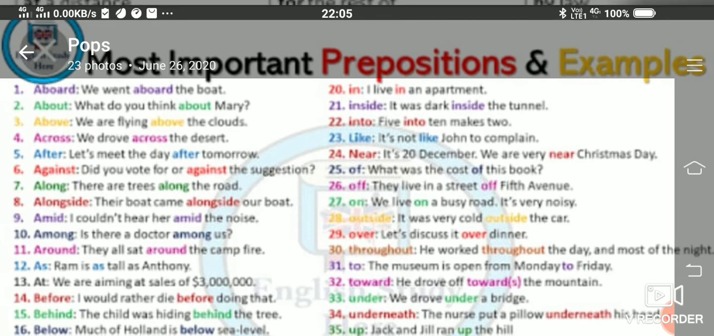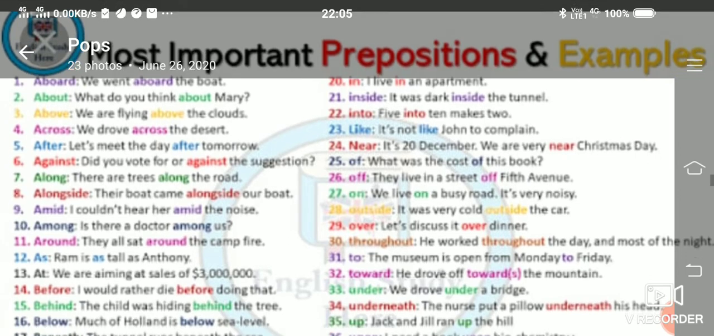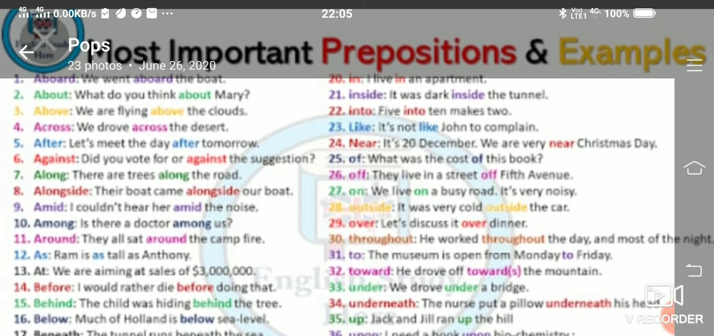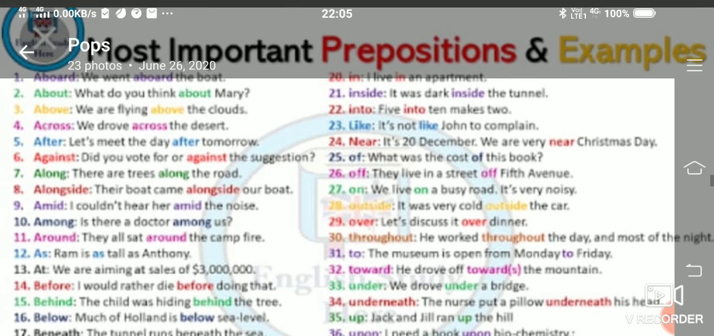On: 5 into 10 makes 2. Like: it's not like John to complain.